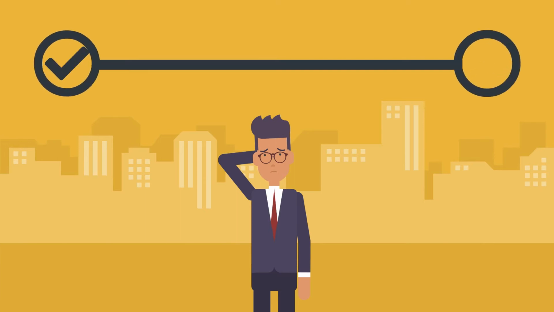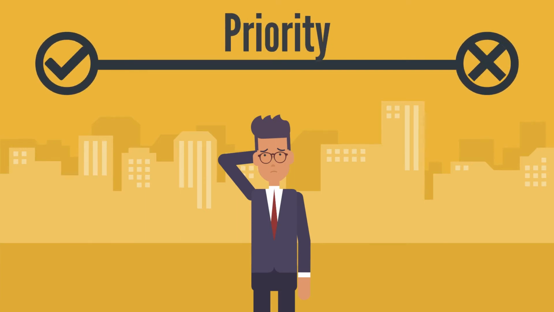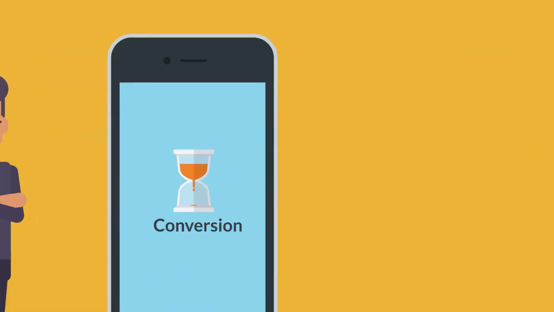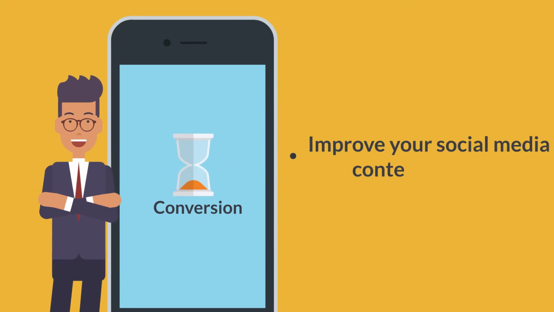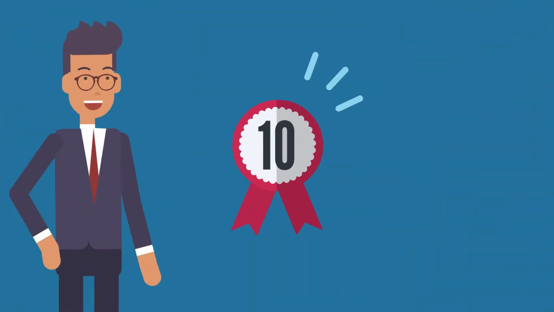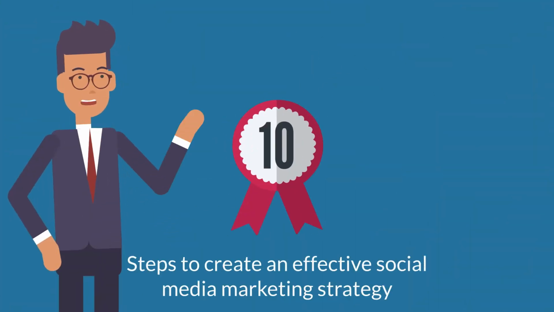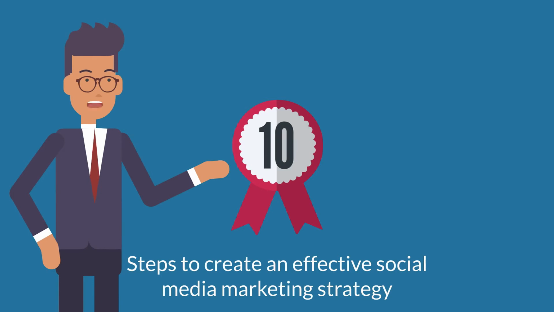Step 10. Analyze the results and constantly optimize your social media marketing strategy. Figuring out what works and what doesn't should be your priority from day one. Strive to increase conversions and improve your social media content strategy at all times. There, you have it. The 10 steps to creating an effective social media strategy.